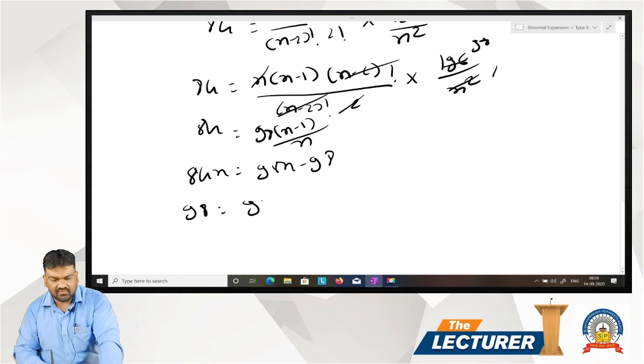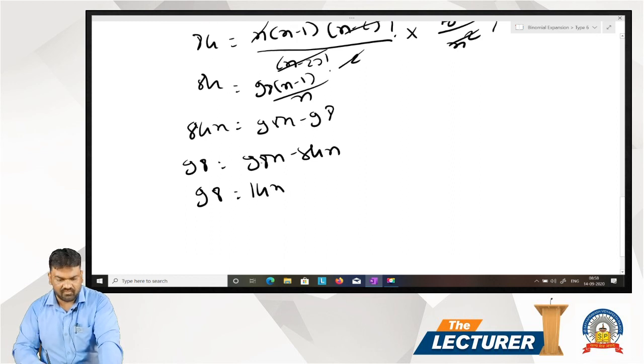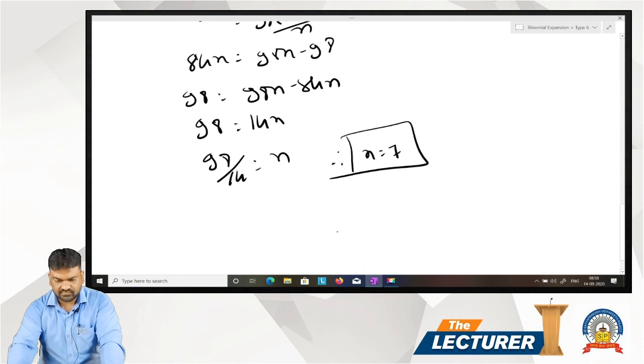98 is equal to 98n minus 84n. 98 minus 84 is 14n. 98 divided by 14 is equal to n. So n is equal to 7.